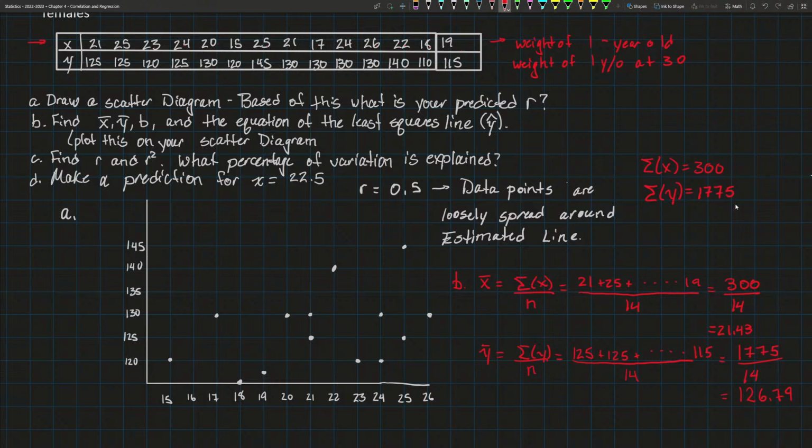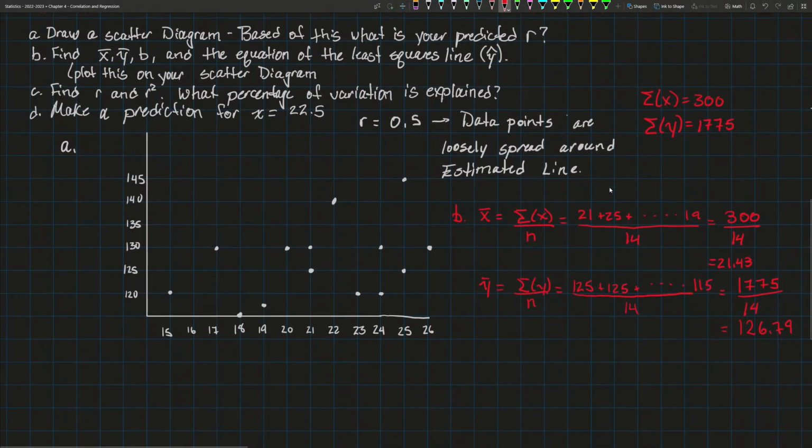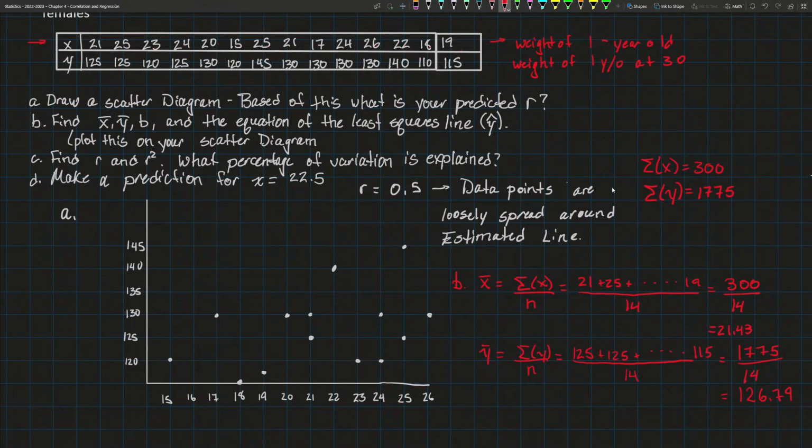And we found x bar, we found y bar, now we need to find b. And in order to find b, there's a couple other things we have to find. So we have to find the sum of x squared, and the sum of y squared, and the sum of xy. Okay, so the sum of x squared, I'll do that. Well, no, I'll do this somewhere else.